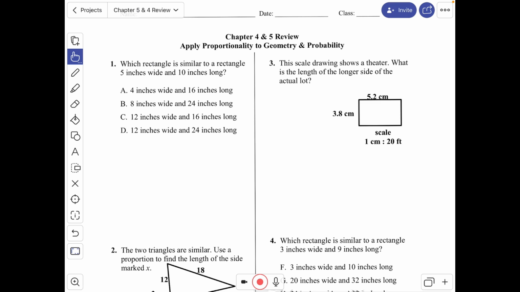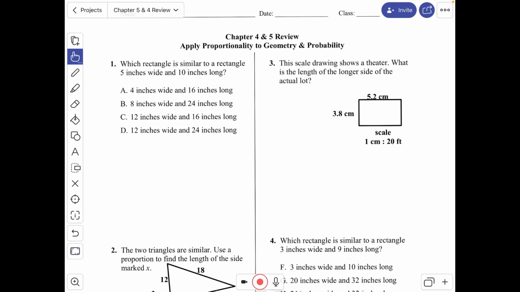Today we're going over the Chapter 4 and 5 review. This is to prepare you for the test tomorrow. Chapter 4 and 5 are over proportionality, applying proportionality to geometry and probability.